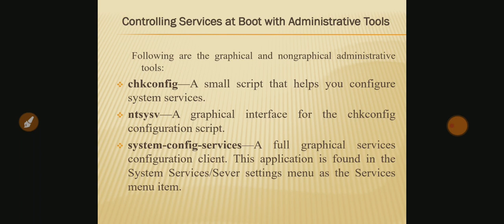We'll discuss some of the administrative tools. First tool is chkconfig. chkconfig is a very small script that helps you to configure the system services, and this is a text-based tool or non-graphical tool. We can fire the chkconfig command from the command line, and we will get the information, and accordingly we can configure things. We will go into the detail of chkconfig in the next slide.